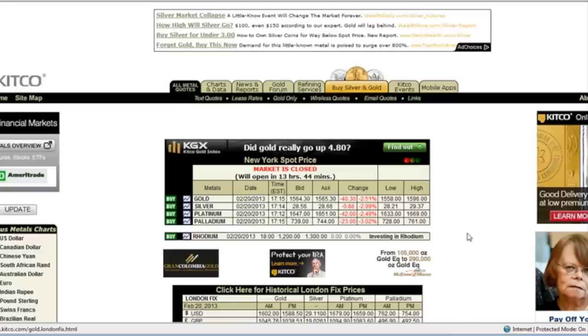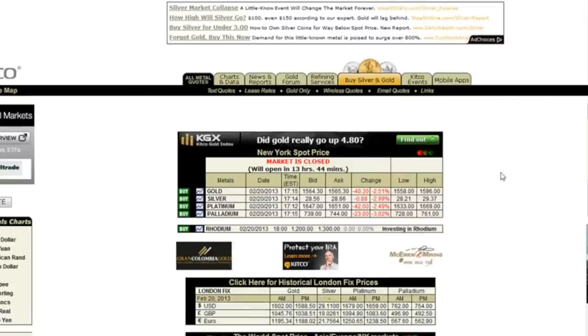Markets are closed. I've got the Kitco screen up here, as you can see. And obviously, we had another wonderful day in the metals markets. Gold off 40, silver off 88 cents, almost a dollar. And the other two white metals were hit pretty hard as well, platinum, palladium, and you can see the numbers.